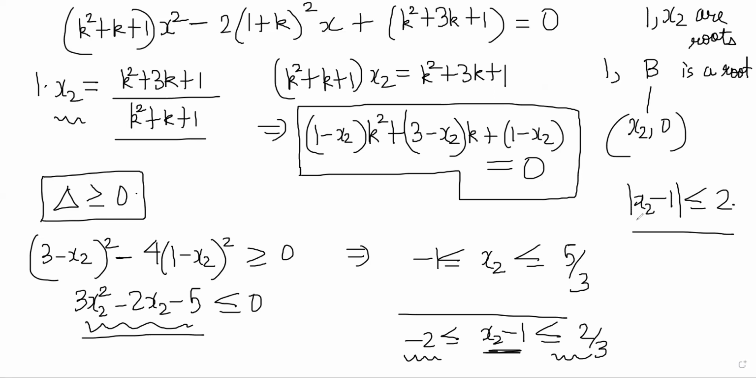And why are we taking the mod of x2 minus 1? Because that is equal to the mod of AB, because a was 1. We have to find the maximum value of the mod of AB. The maximum value of the mod of AB is basically 2.